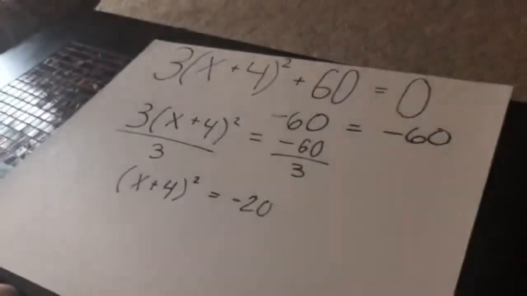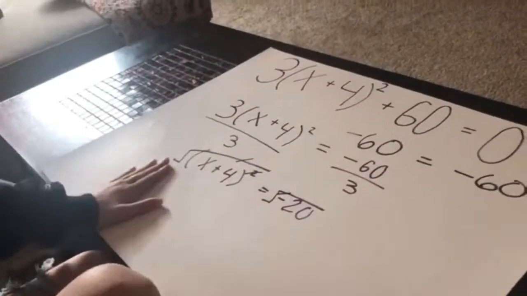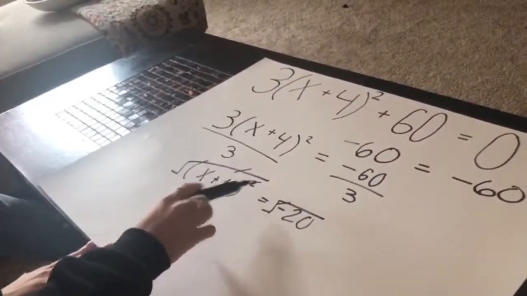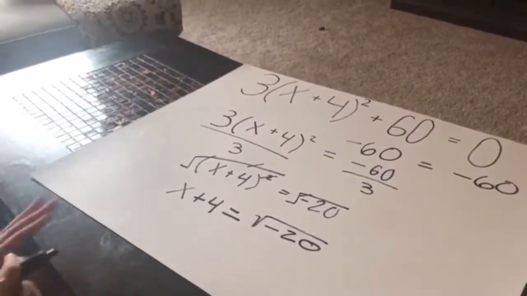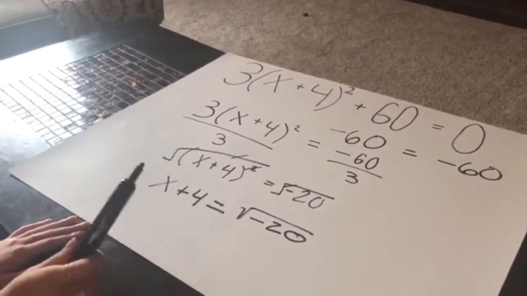So, to continue with this problem, square root so that we can cancel out that 2 power. Okay, so now that we've canceled our power out, we have x plus 4 equals the square root of negative 20. Oh my gosh! Now what happens next? That's for our other math tutor to decide.